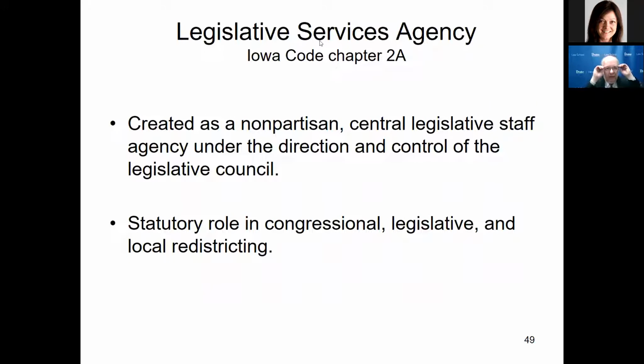The Legislative Services Agency, of which I am part, is created as a nonpartisan central legislative staff agency under the direction and control of the Legislative Council. Our duties primarily, and from my division, the Legal Services Division, are to provide drafting and staffing services for the legislature in a nonpartisan manner. And so we staff both. So we provide drafting assistance for both parties, regardless of their party, and staff all those committees. But we also have a statutory role in congressional, legislative, and local redistricting.